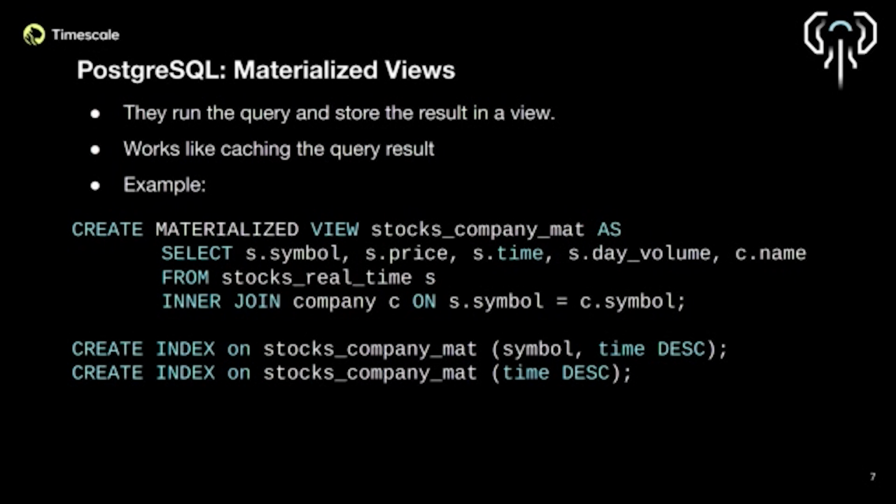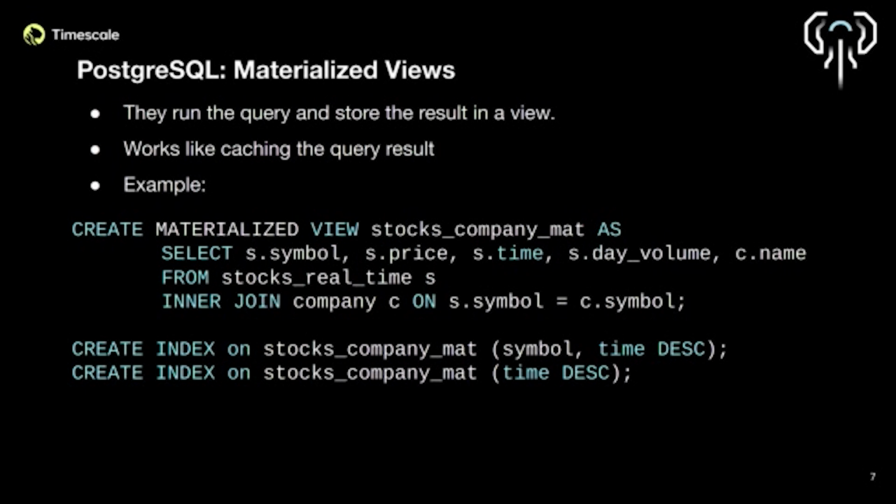So here is the Postgres materialized view. We are creating a materialized view, which we are calling stocks company mat. It looks similar to the view we created previously, but the good thing about a materialized view is that it runs and stores the query result. So it's kind of like caching of the query, and we know the benefits of caching, so it helps us in that way. The other good point with the materialized view is that it has the provision to have indexes on it.